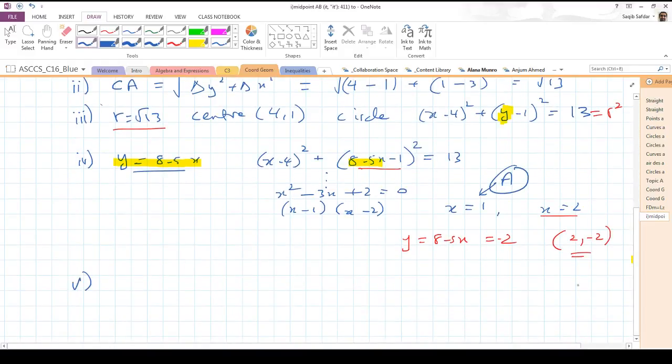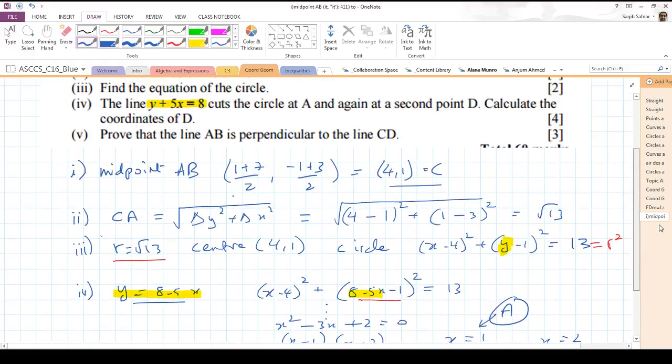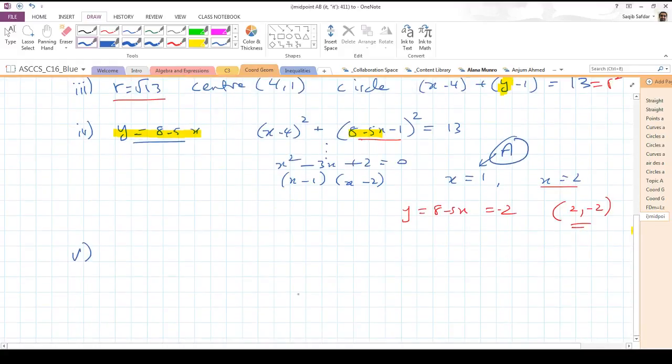Alright, part 5 is prove that line AB is perpendicular to CD. How do you show that a line is perpendicular? Exactly. So I'll just write down, tell the examiner two lines are perpendicular if you multiply the gradients together, m1 times m2 equals minus 1.